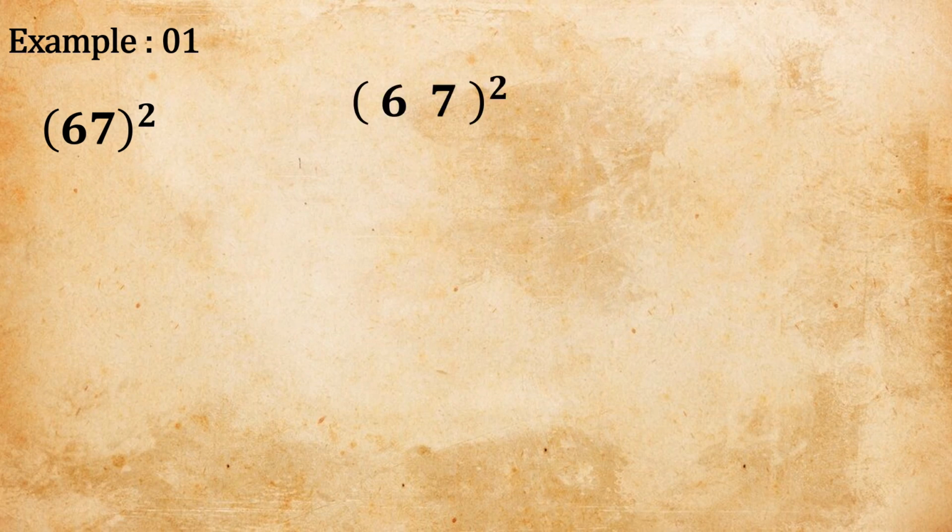67 has two digits, 6 and 7. So first calculate the square of each number separately. The square of 6 is 36, so we write that here. The square of 7 is 49 and we write that next. After that, you need to multiply the numbers 6, 7 and 2 together.